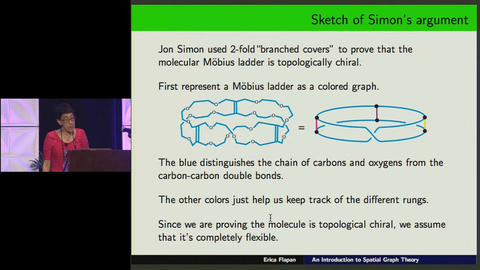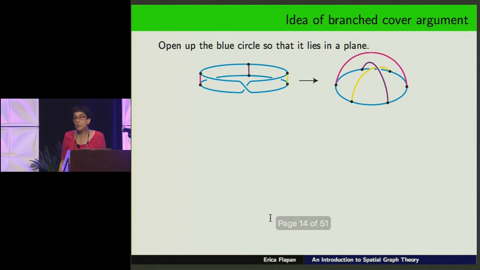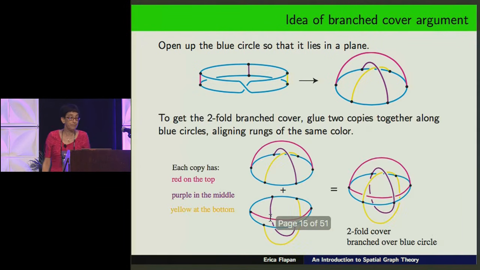And we're proving it's topologically chiral, so we're going to assume it's completely flexible and still prove that it can't change into its mirror image. So the first thing we're going to do, since it's completely flexible, is grab the blue and open it up flat into the plane, which causes the red, yellow, and purple to stretch out in these big arcs, as I've shown here. Just like if you had a rubber band, you could take one twisted and untwisted and flatten it out in the plane.